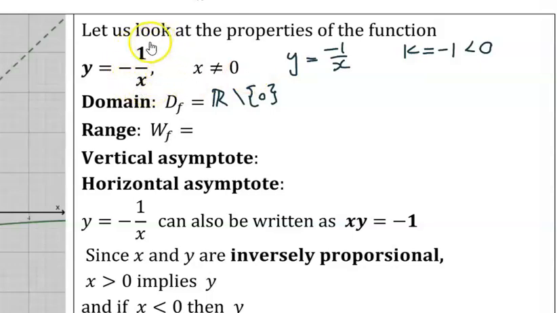And for the same reason that we discussed for 1 over x, the range will also be all the real numbers except 0. And for the same reason that we had the vertical asymptote of 1 over x as x equal to 0, we will have the vertical asymptote for minus 1 over x also at x equal to 0. And the same for the horizontal asymptotes.